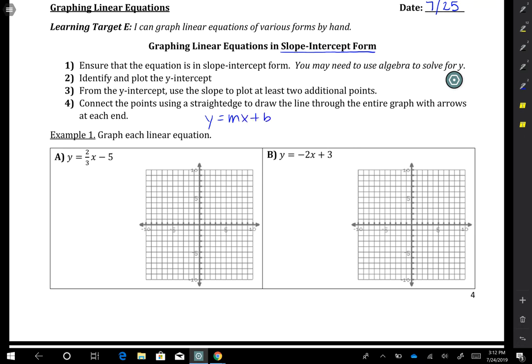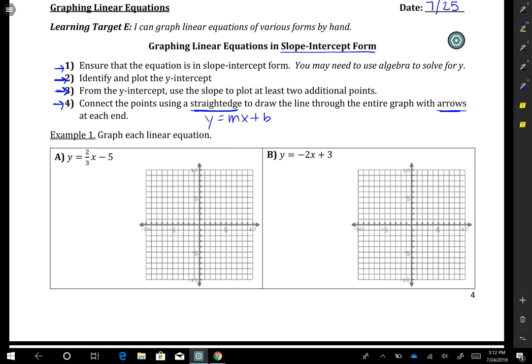So when we are graphing from this form, we first need to ensure that the equation is actually in slope-intercept form, because sometimes it won't be and you might have to solve for y. Second, we are going to identify the y-intercept and plot it on the y-axis. Once we've done that, we go from that point, our y-intercept, and use the slope to plot at least two additional points. And then finally, we connect the points using a straight edge. Yes, I want you to use a straight edge to draw the line through the entire graph, putting arrows at each end.